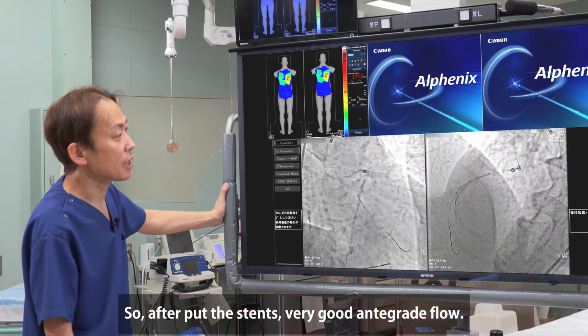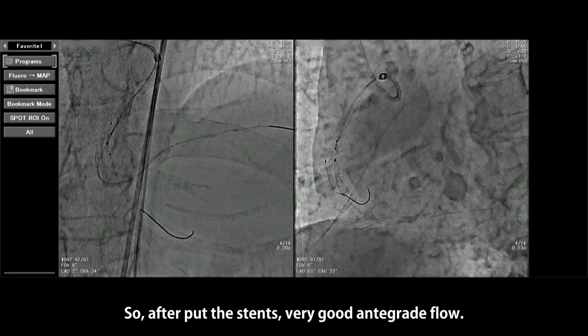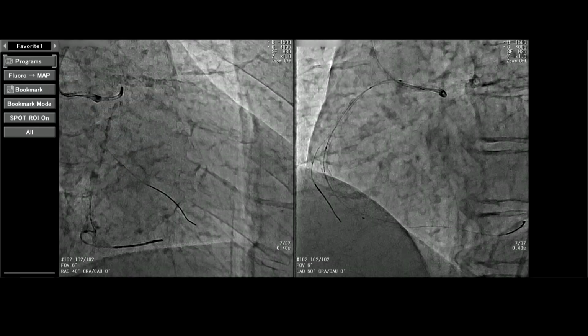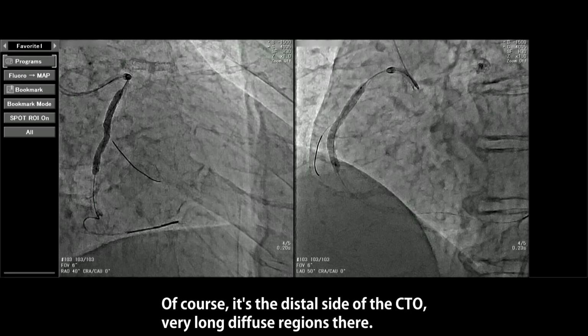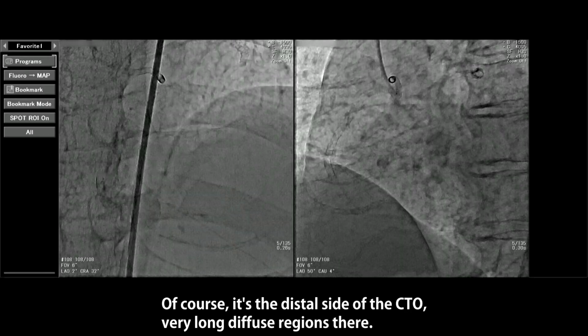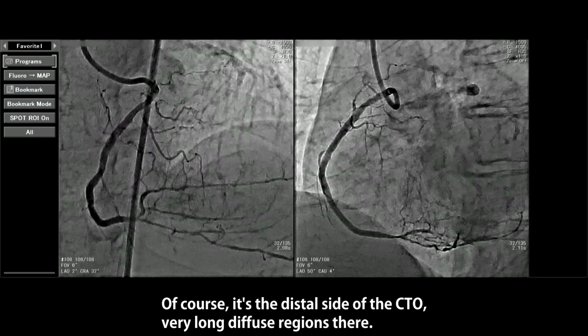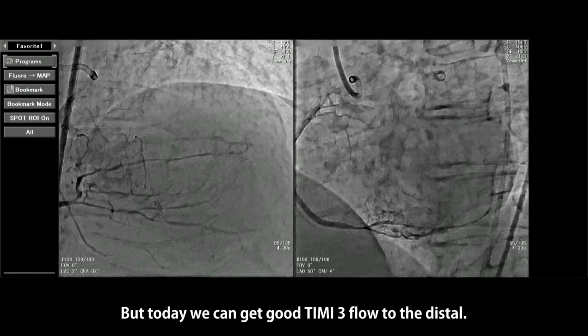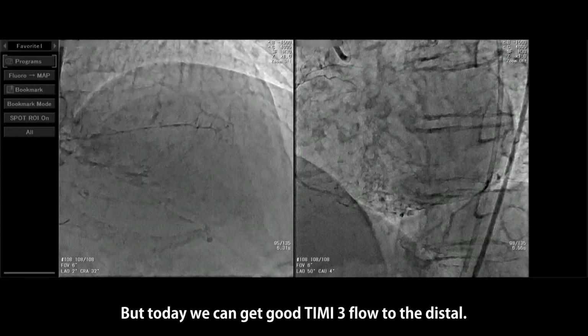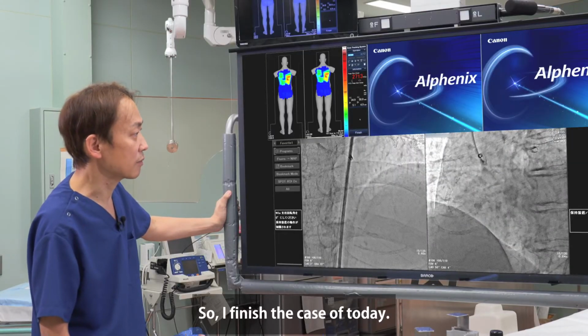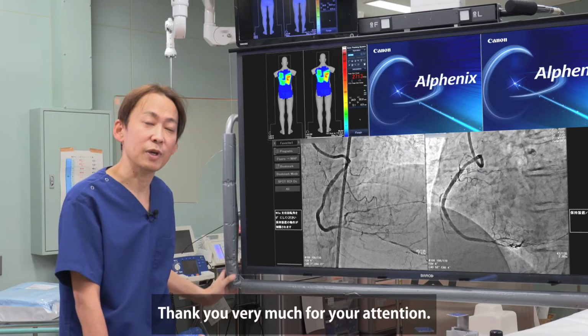So after putting in the stents, very good antegrade flow. Of course, on the distal side of the CTO, there are very long diffuse regions. But today, we can get good antegrade flow to the distal. So that is how I finished the case of today. Thank you very much for your attention.